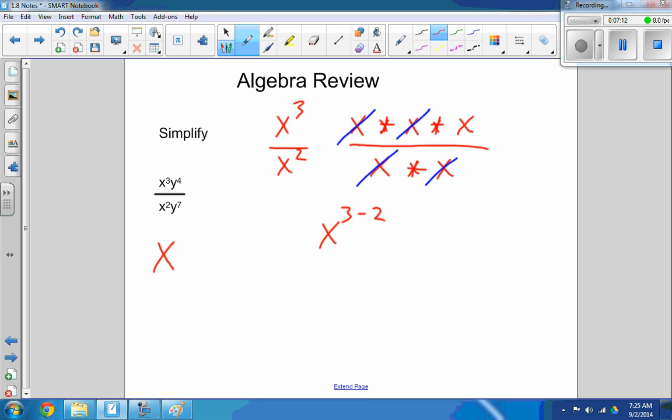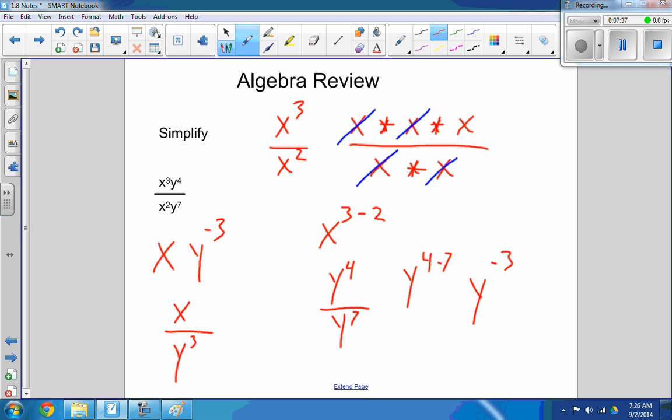Now I have y to the fourth divided by y to the seventh. So that's y to the 4 minus 7, which is y to the negative 3. Well, we want to make sure that our exponents are positive, so a negative 3 is written as a positive 3, but now you're doing division. So x divided by y cubed.